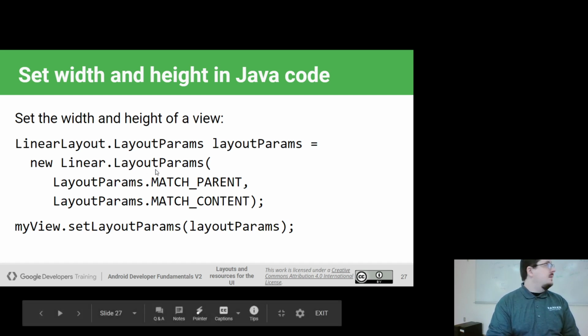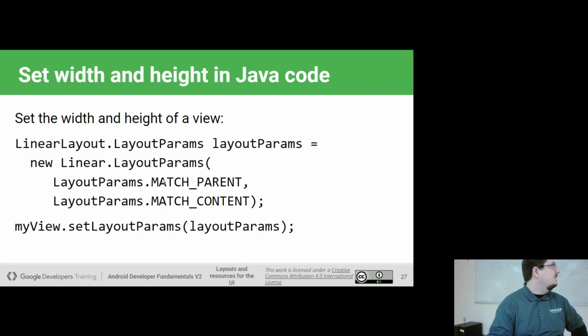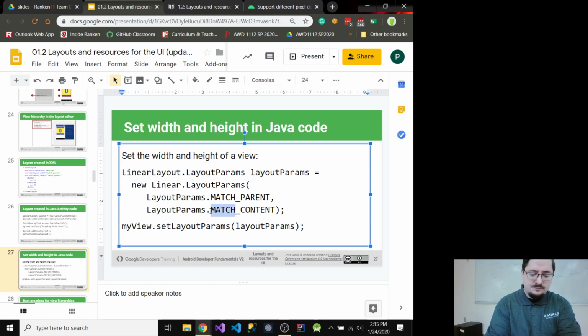So I can set in the layout parameters, for instance here, the width and the height. I'm setting the width to match parent. I'm setting the height to match content. That should probably be wrap content, honestly, right here. Not match content. That should be wrap content.